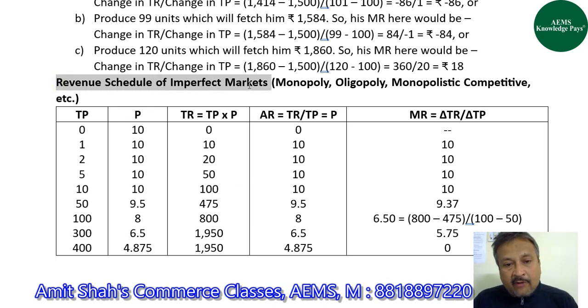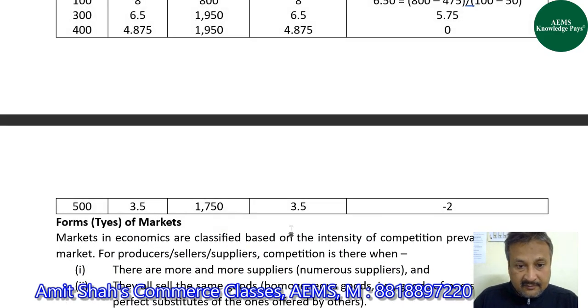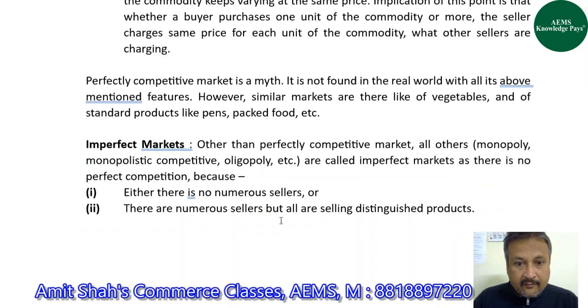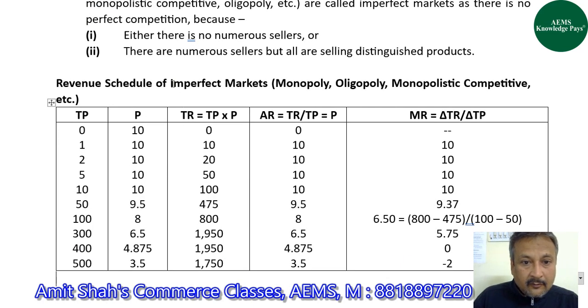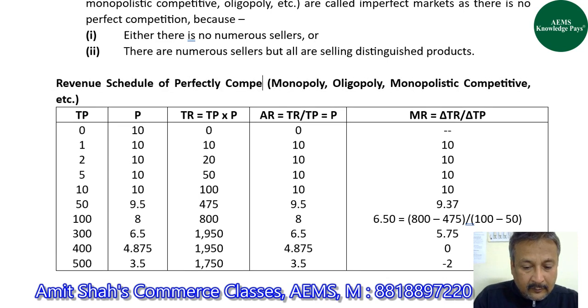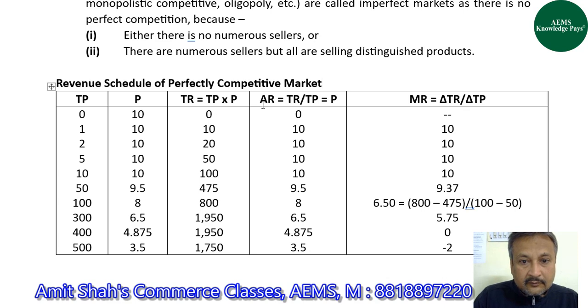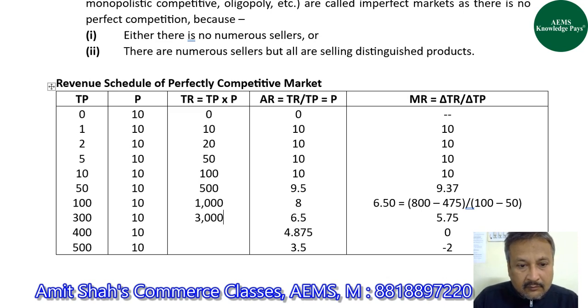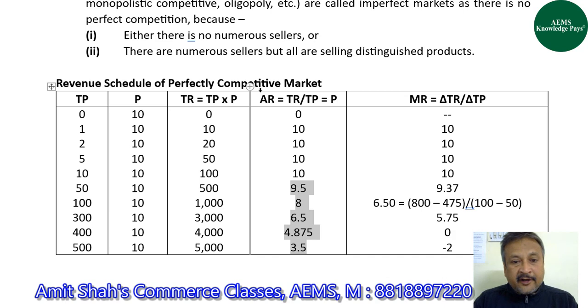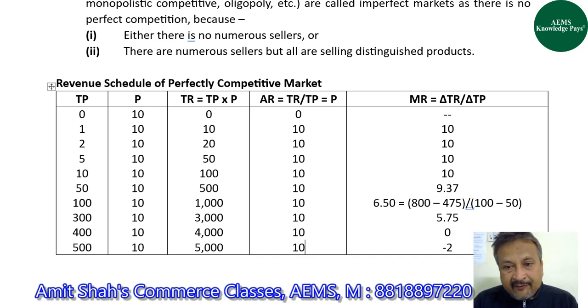Revenue schedule of perfect market, perfectly competitive market would be like this. Where everywhere price would be same. When price is same, AR would be also same because you know that price and AR are always same when a producer deals in only one single product with its one variant. In this case, however, MR would also be same.